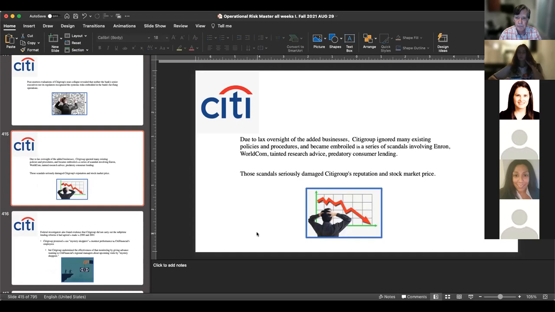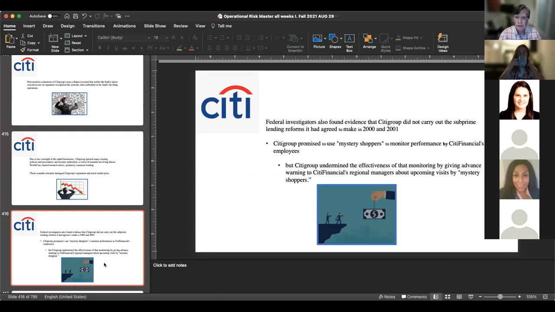Citibank ignored a lot of their policies and procedures, both in terms of credit policy and managing applications as they came in. The business was just flying in after the three businesses got together, and essentially the business had to cut corners. Because there were so many far-flung enterprises, the regulators asked the bank to send in mystery shoppers to monitor performance at City Financials, which was a subsidiary, of City Financials employees.